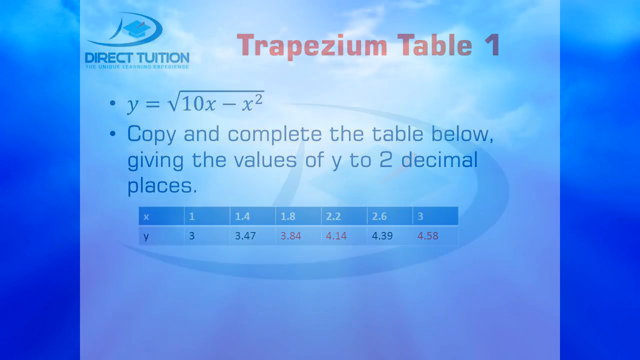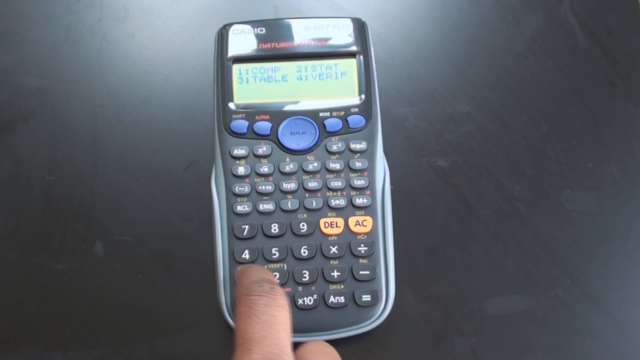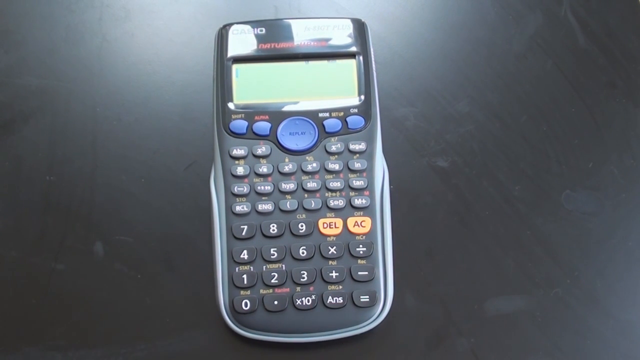Now to get out of this mode, you just need to press mode and number 1 for comp, and that will take you back into the mode that you're used to.